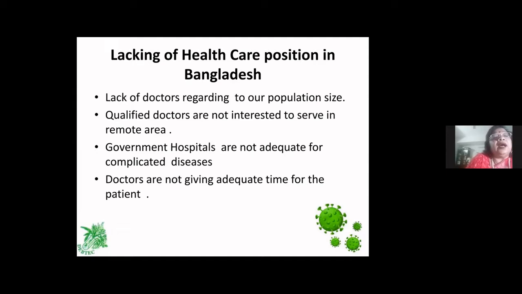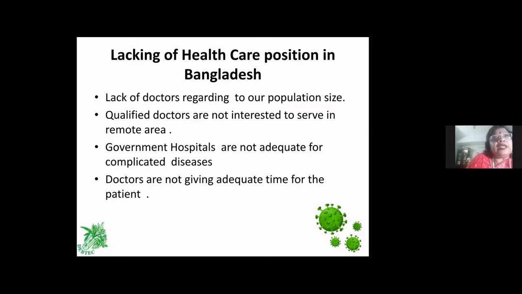We have a lot of qualified doctors coming from abroad with the highest degrees, but they are not interested in moving to remote areas. Even newly appointed government doctors are not interested in going to remote areas to serve in community healthcare clinics, and this is very challenging for us. Government hospitals are not adequate for treating complicated diseases. In our country we have cancer hospitals, heart hospitals, eye specialized hospitals, everything, but this is not adequate.